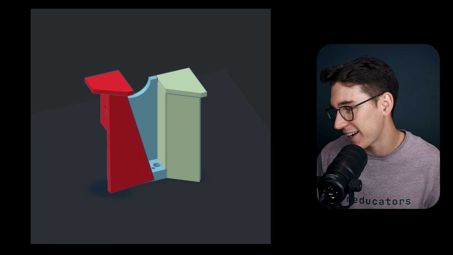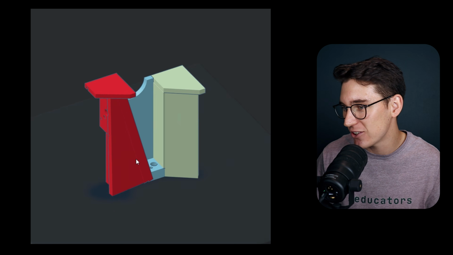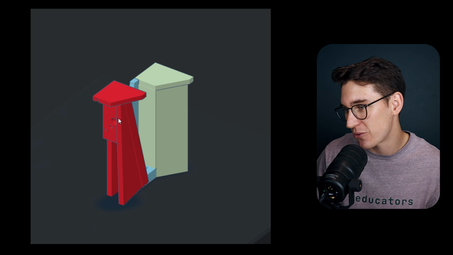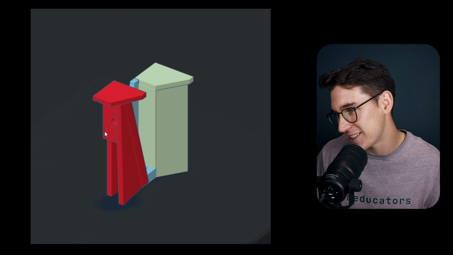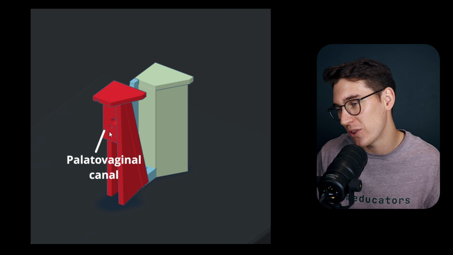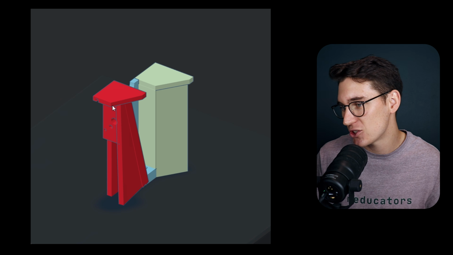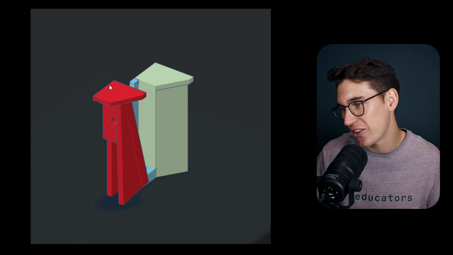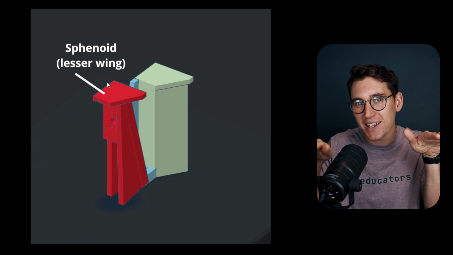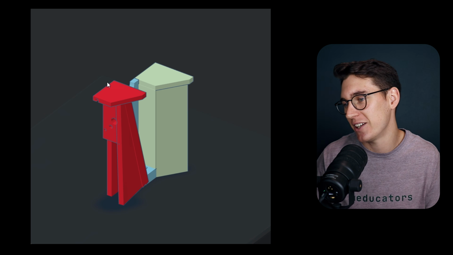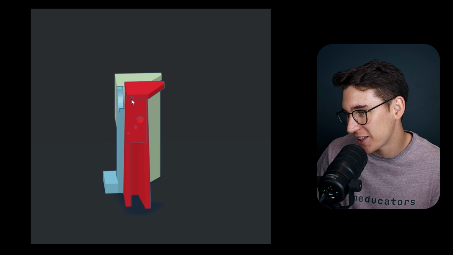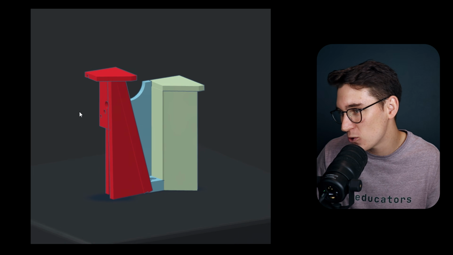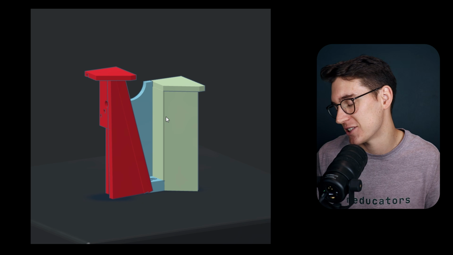If we have a look at our 3D model, we can see those three foramina here. We've got the foramen rotundum, the Vidian canal or pterygoid canal, as well as the palatovaginal canal or the pharyngeal canal. Superiorly, what I've represented here are the lesser wings of the sphenoid, remember, making up part of the anterior cranial fossa. And we can see the lesser wings of the sphenoid have the optic canal running through it. That's superior to our pterygopalatine fossa.